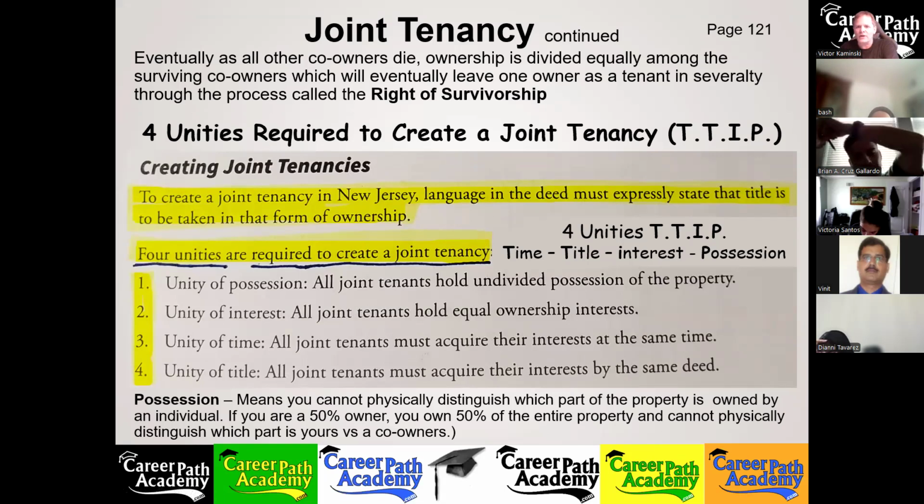Well, it doesn't matter. The interest is undivided. Your other owner still owns your side of the property that you're occupying too. They have 50% ownership in the entire property. Oh, okay, I get it. The possession has to be undivided. That's what we refer to as the unity of possession.